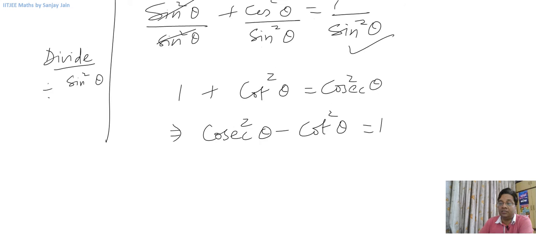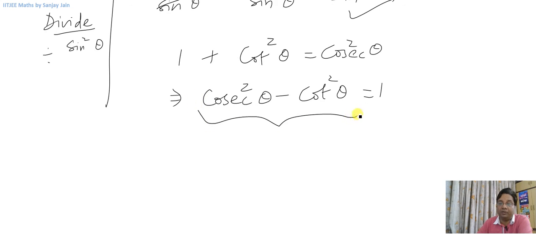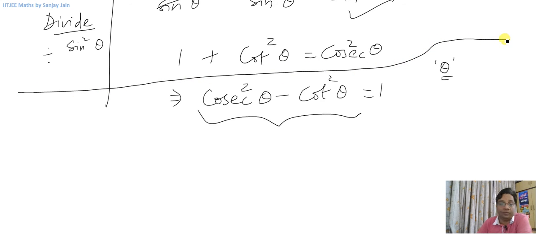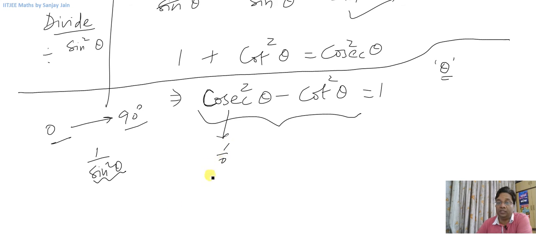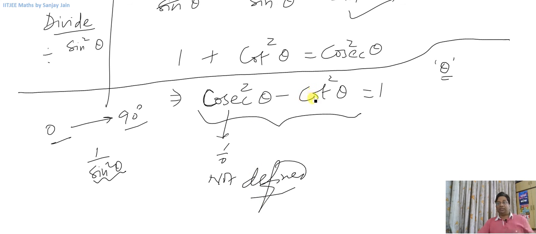Again I'll ask that question, is this true for every value of theta? Because to be an identity, it has to be true at every value of the variable, in this case at every value of theta. But even this identity is not true for 0 and 90, right. What happens is cosecant square theta is nothing but 1 by sine square theta. So sine 0 is 0, so this will become 1 by 0, which is not defined, right. I hope you understand what I'm trying to say here.